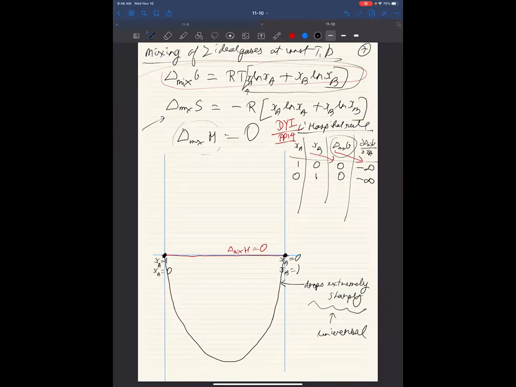What does it tell us about mixing? What does it tell us about pure substances? If we had 100% pure A, what does this fact that the Gibbs free energy of mixing drops down very sharply tell us about impurities? It's going to be very easy to make impurities. It's going to be extremely hard to make something very pure. Because as soon as you add the tiniest amount of impurity, the Gibbs free energy just tanks down extremely sharply.